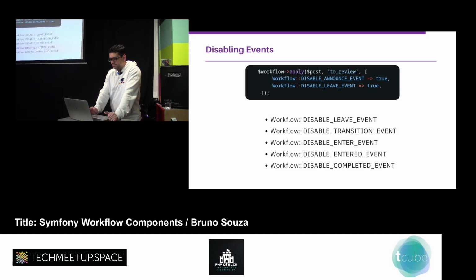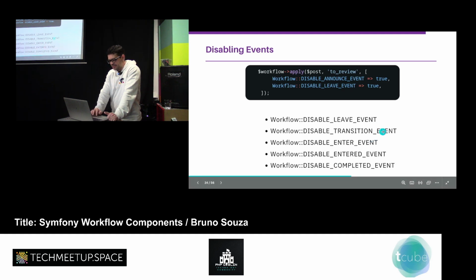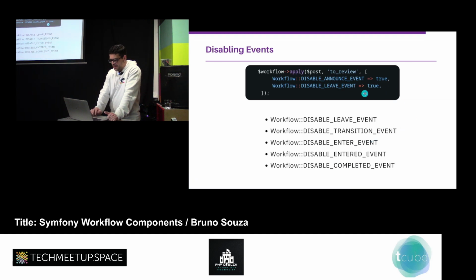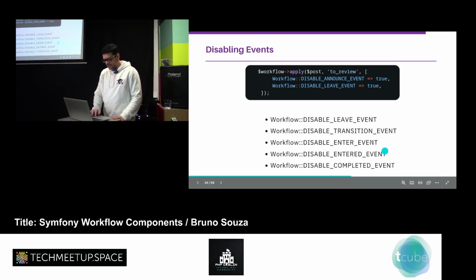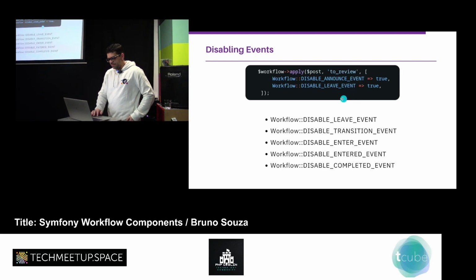Also, you have a new feature, which is to disable the events. So now you have a third parameter here on the apply method. And this, we can specify which methods or which events you would like to disable. And you have constants here, all these constants on the bottom. And on this example, I'm just disabling the announce event and also the leave event.